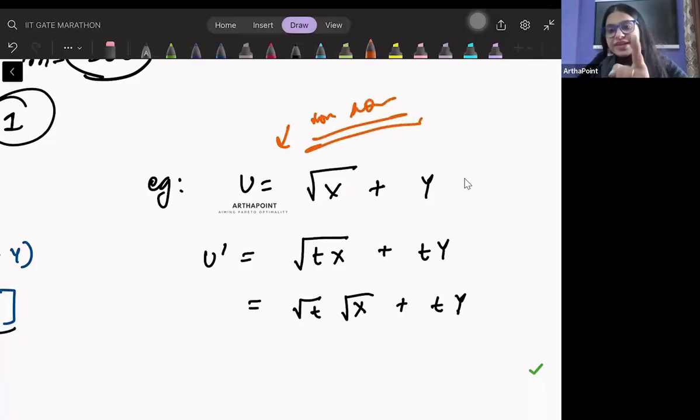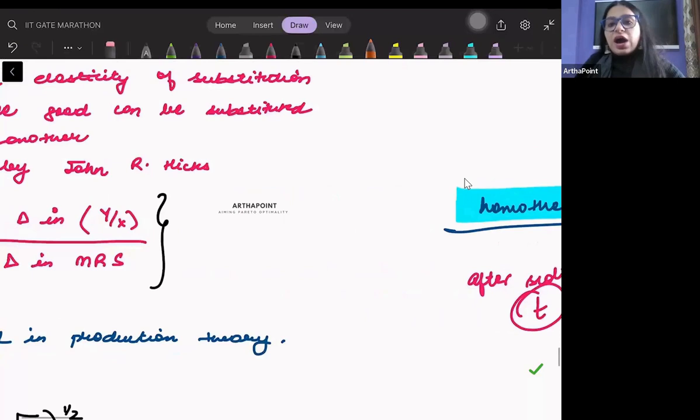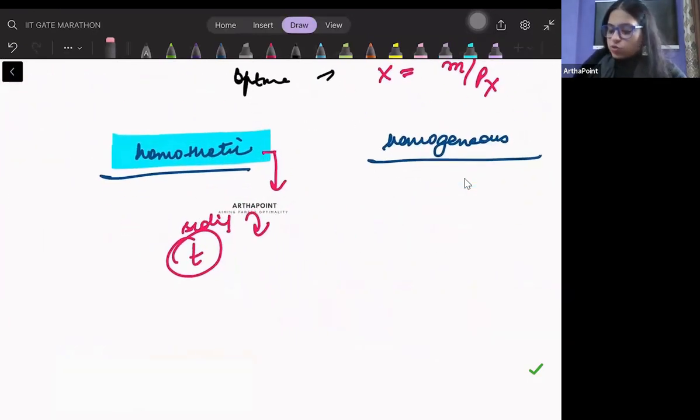So homogeneity or non-homogeneity is related to the scaling factor. Can you bring the scaling factor out or not? But when we talk about homothetic, that was homogeneous.